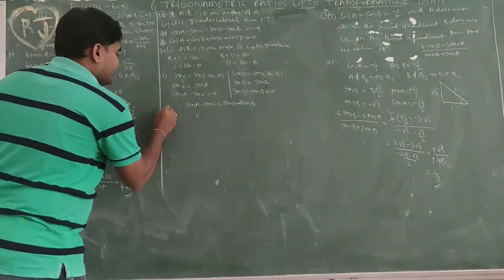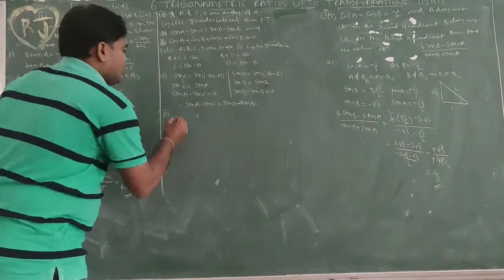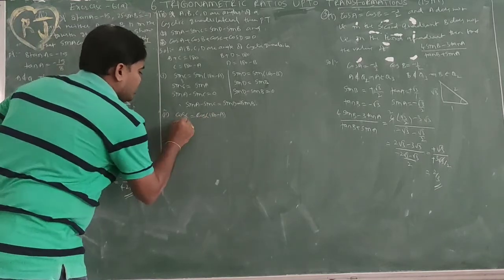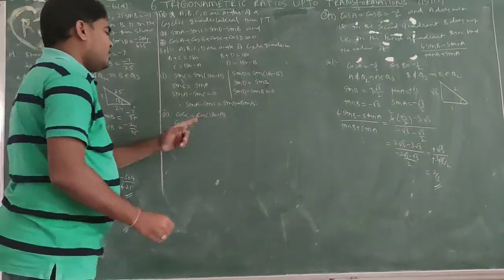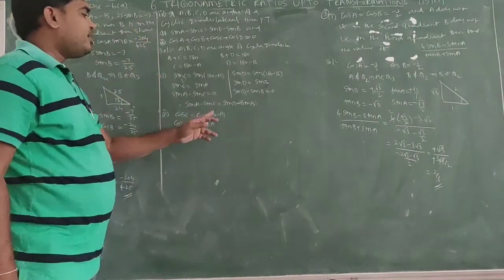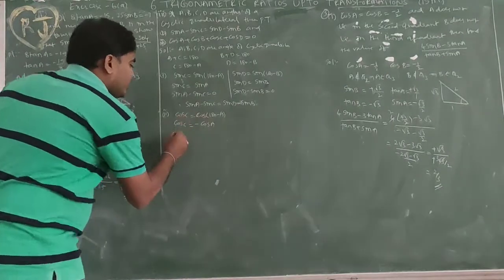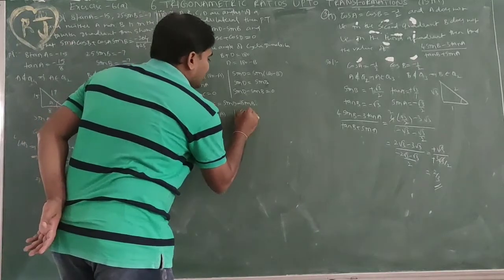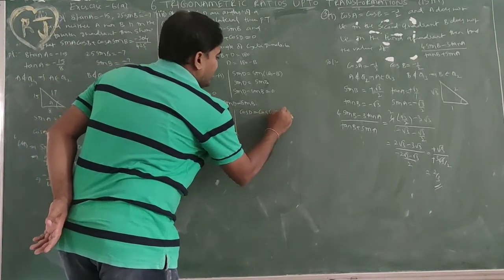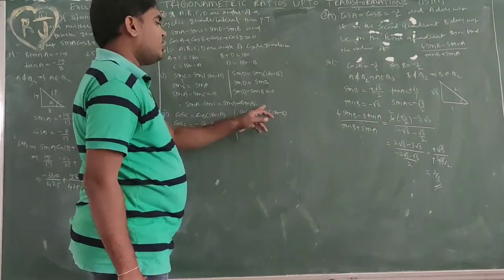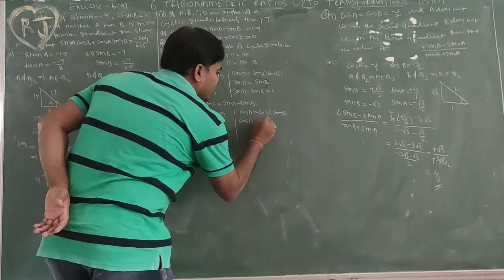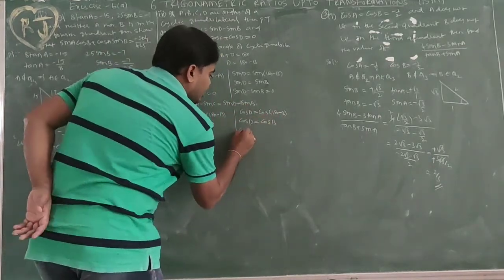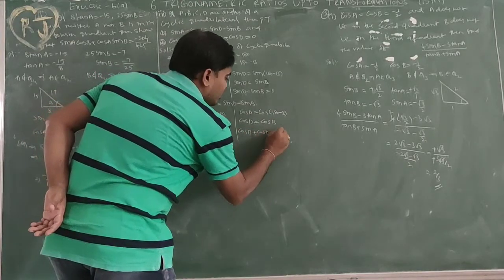Okay, next, second. Now I want to apply cos C equal to cos of 180 minus A. 180 minus A is in the second quadrant where cos is negative, so cos C becomes minus cos A. Bring this side: cos A plus cos C equal to 0. Similarly, cos D equal to cos of 180 minus B, which is minus cos B. Bringing this side, cos B plus cos D equal to 0.